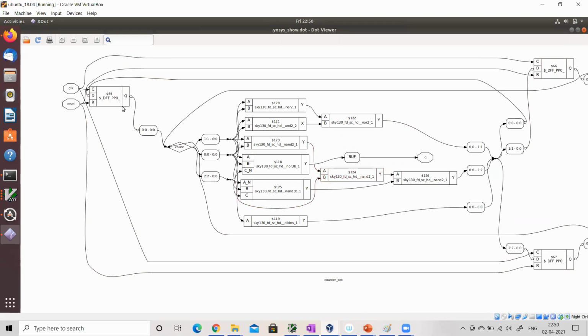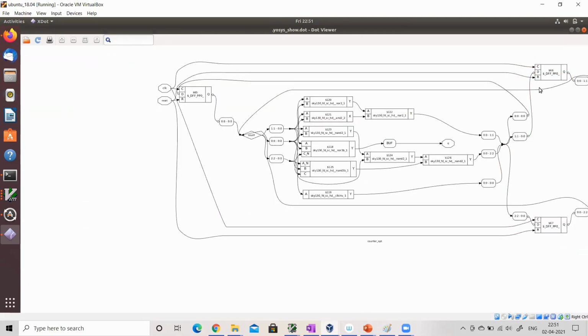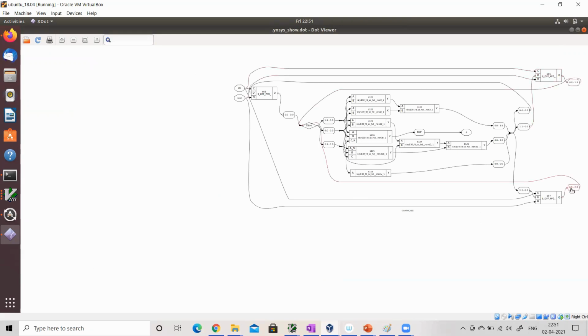So I'm seeing count. This is my count of 0. This is my count of 2. This is my count of 1, correct? This is my 1. This is 2. All the 3 bits of the counter are in place.